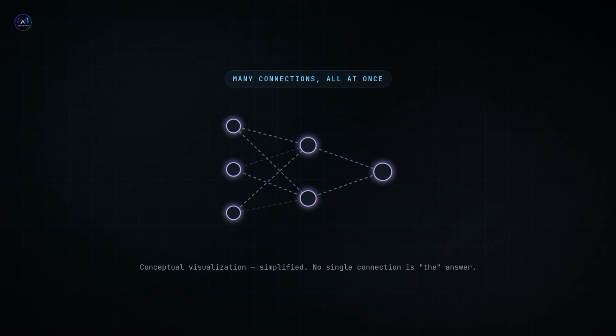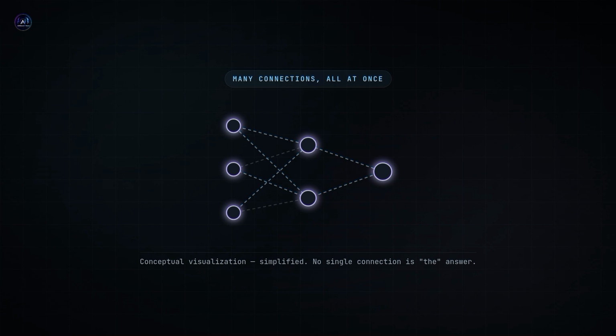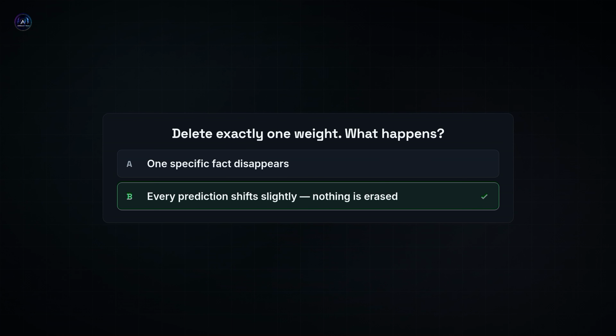Watch what actually happens when a single input goes in. It doesn't travel down one path to one matching answer. It flows through many weighted connections simultaneously. This is a conceptual visualization, simplified, but the core idea is accurate. No single connection is the answer. Quick prediction. If we could delete exactly one of these weights, what happens? Does one specific fact disappear, or does something else happen?